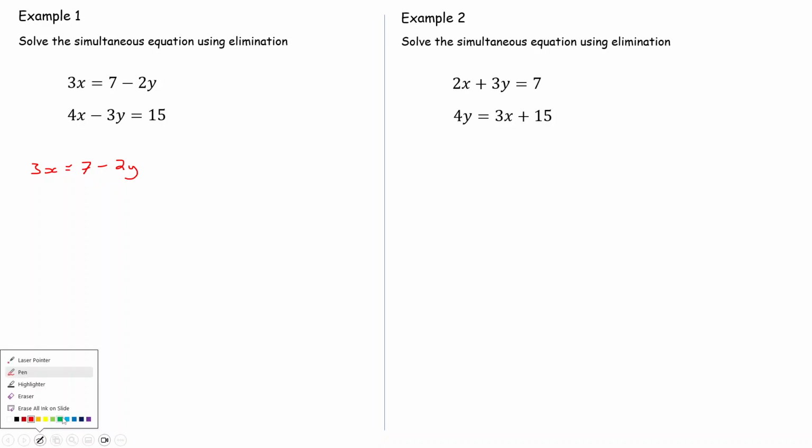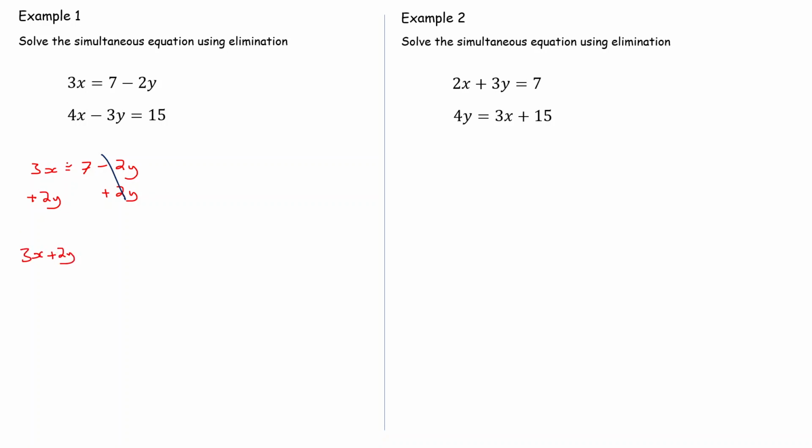How do I get that minus 2y onto the other side? The opposite of minus 2y is to add 2y. Add 2y onto both sides of the equation. That is good, because then these two eliminate, they cancel, they make 0. On the left-hand side of the equation, I've got 3x plus 2y, which I write as 3x add 2y, is equal to 7. The 7 is still there, which is good.